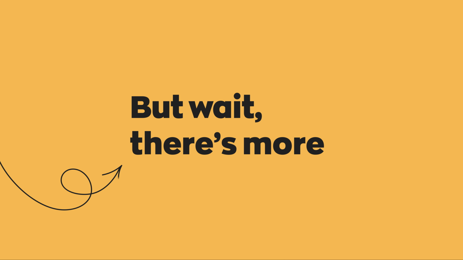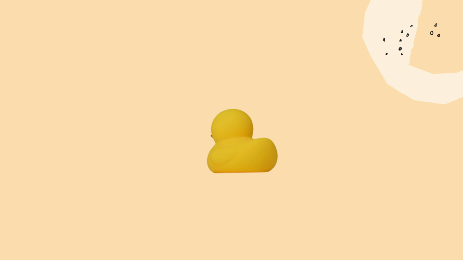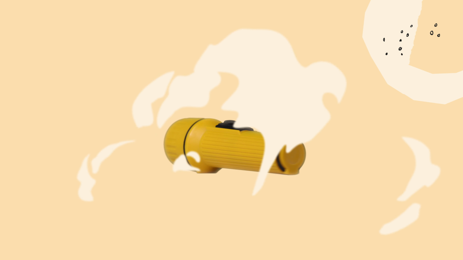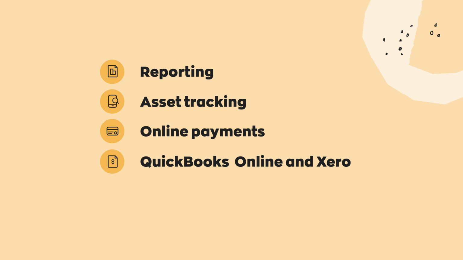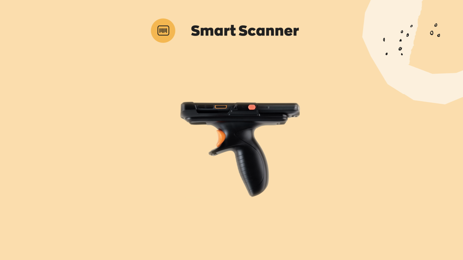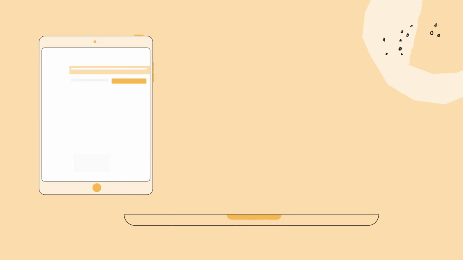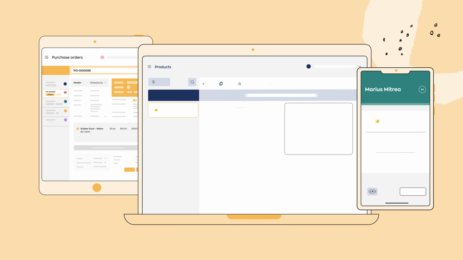And that's how inFlow can help you manage all of your inventory and orders. We've used a rubber duck as an example, but it can track other products too. And that's just scratching the surface of what inFlow can do for you. There's also reporting, asset tracking, online payments, integration with QuickBooks Online and Xero, and the inFlow smart scanner, as well as our apps on web, Windows, and mobile. And that's inFlow in a nutshell.